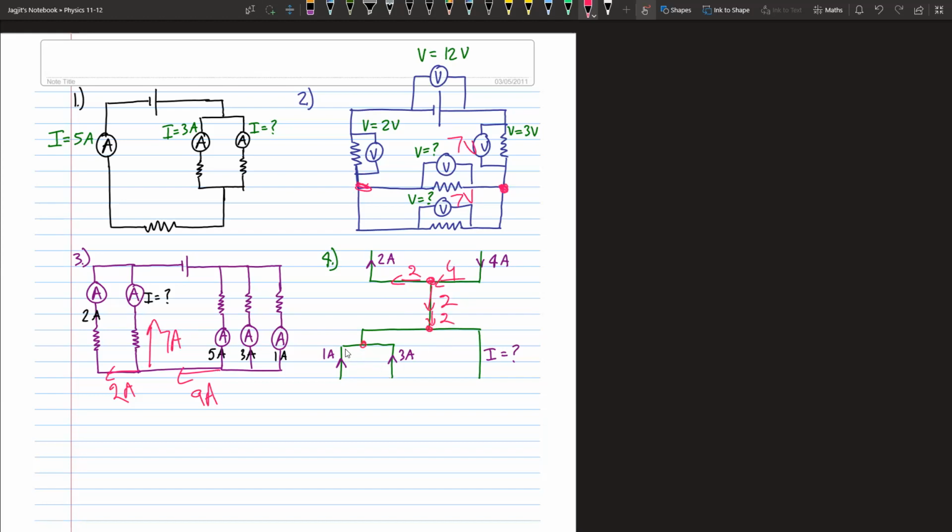Okay, let's look at this point. 1 amp is coming in, 3 amps is coming in, so 4 amps is going out. Now, 4 amps is coming in, 2 amps is coming in, 6 amps must go out. So this is 6 amps.